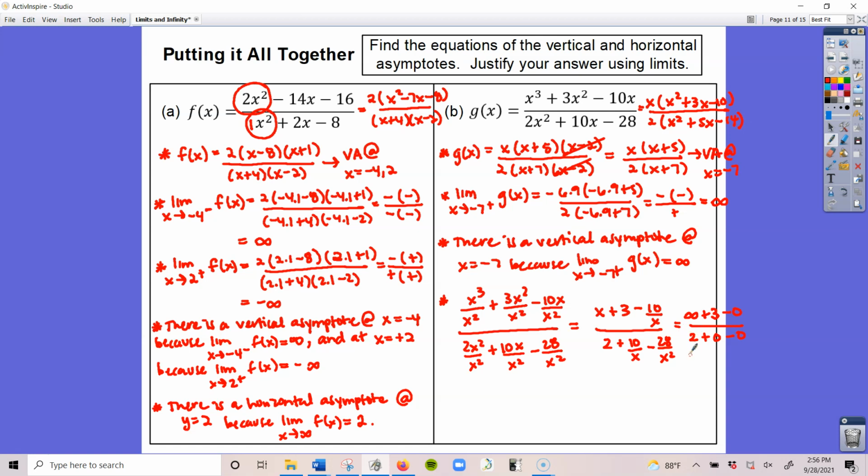So since my answer here is infinity, because we have infinity plus 3, which is infinity, divided by 2, who cares? It's still infinity. This means that there is no horizontal asymptote. And we would state that the reason is because the limit as x is approaching infinity of g of x is equal to infinity. Remember, if there's a horizontal asymptote, this limit would equal a real number.